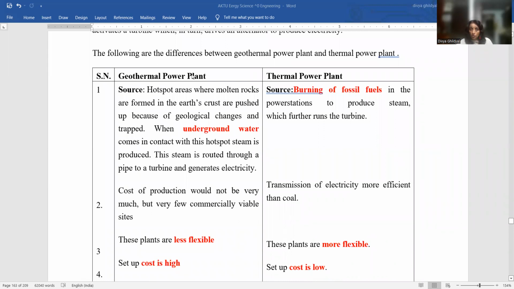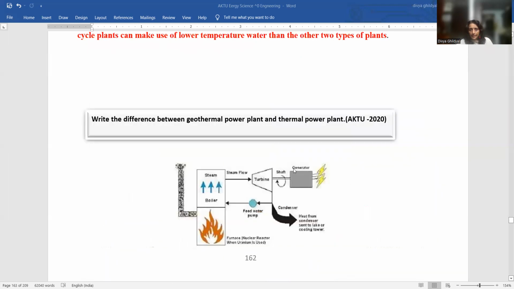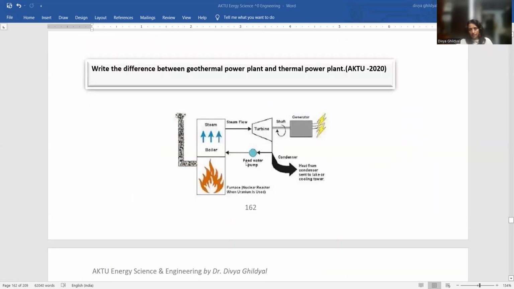Differentiate between geothermal power plant and thermal power plant. See, this is a thermal power plant. Here, the thermal heat has been used to boil water and create steam. Steam runs this turbine, compare it with the steam engine, generates electricity, and there is a cooler here.